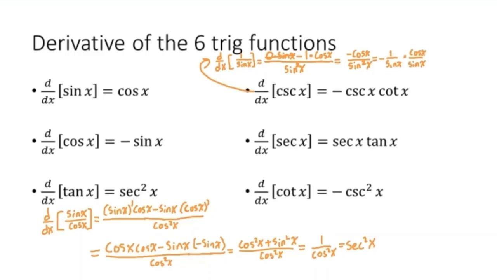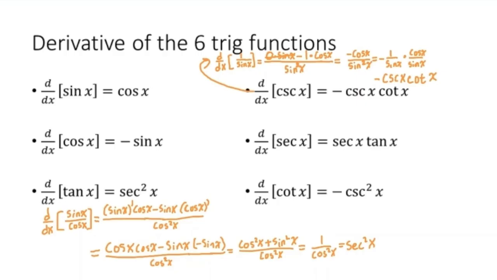So we can rewrite the negative cosine x over sine squared x as negative 1 over sine x times cosine x over sine x. 1 over sine x is cosecant x. Cosine x over sine x is cotangent x. So the derivative of cosecant x is negative cosecant x cotangent x. The derivative of secant x can be derived with a similar strategy.